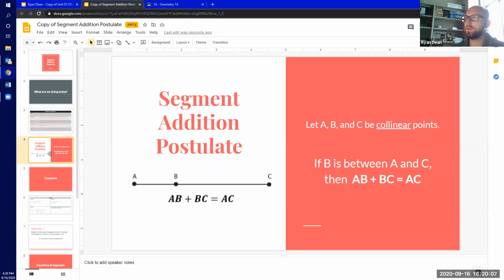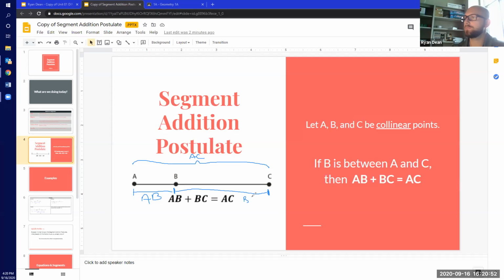So, segment addition postulate, here it is. Basically what we're doing is we are taking two different segments and we are adding them together to make a larger segment. So the two segments that I have here that I'm adding together are A and B. And then I go from B to C, and that makes my second segment. So I have AB plus BC, and then that gives me AC. So that's where this formula is coming from.